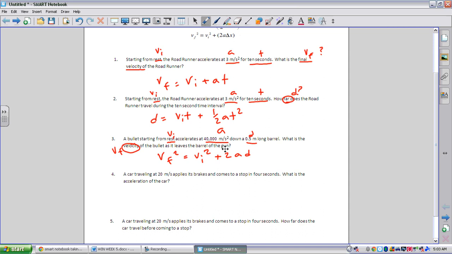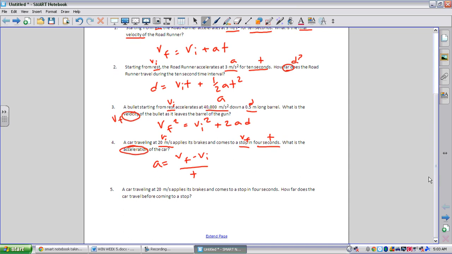Number 4, a car traveling at 20 meters per second applies its brakes and comes to a stop. This suggests that our initial velocity was 20 and our final velocity was 0 because we came to a stop. And it takes place for 4 seconds. They want to know the acceleration of the car. This is a very simple equation, right? Because we've done it before in our homeworks. It's just our final velocity minus our initial velocity divided by the change in time will give us our acceleration.